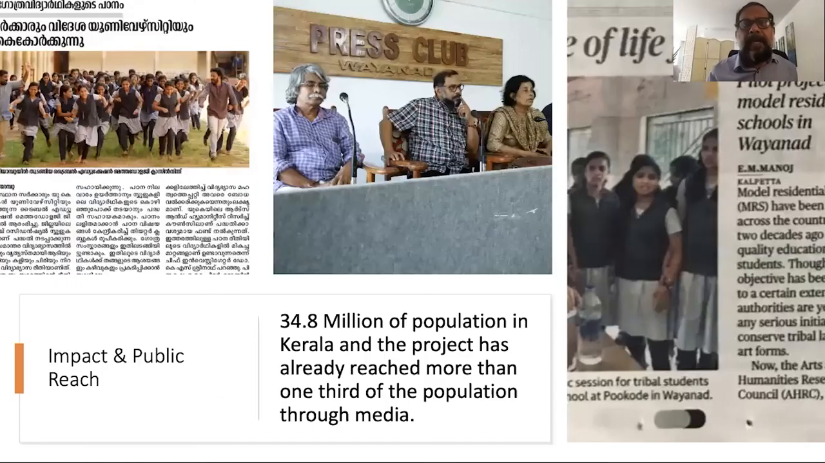It has been in the media for a long time. The beginning of the impact and public reach was really good, because there is a population of 34.8 million in Kerala, that state. And the project has already reached more than one third of the population. Now it is more than that. There were programs on TV, there were programs in the public media about the project.